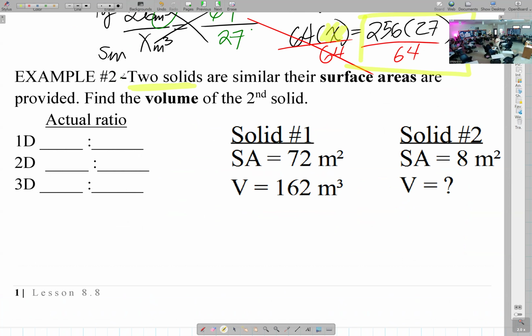Underline the keywords. Similar. You underline it, put the little squiggle there. Surface area, underneath the word area, write 2D. Find the volume, put 3D of the second solid. That's going to be your unknown. Remember, you start out with what you need. So look at what we have here. Surface area.